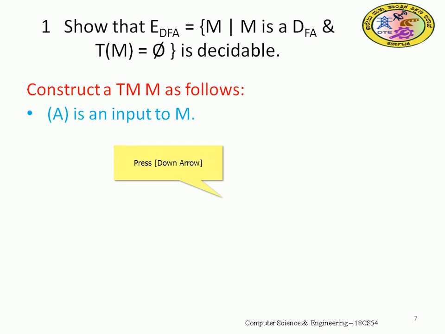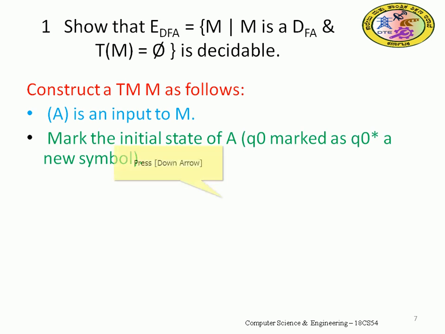After constructing, A is an input to M. So A is an input to M. Mark the initial state of A, that is Q0. Mark the initial state Q0, and Q0 star is a new symbol, right? For Q0 star, A is a new symbol.